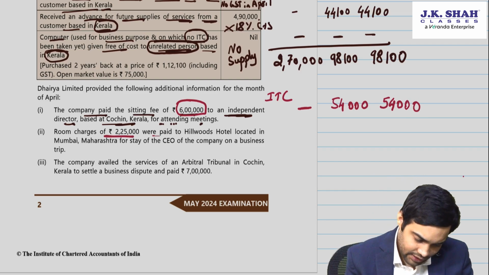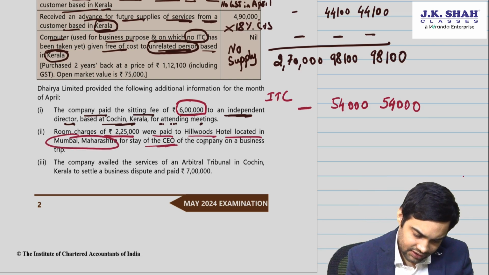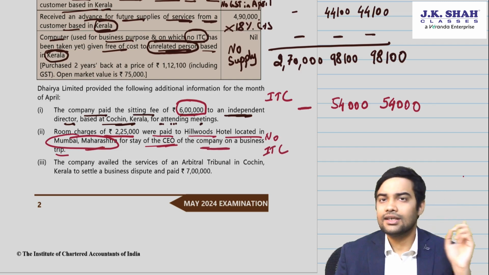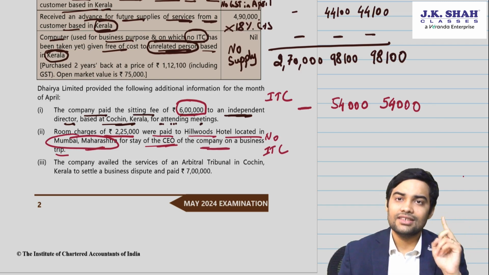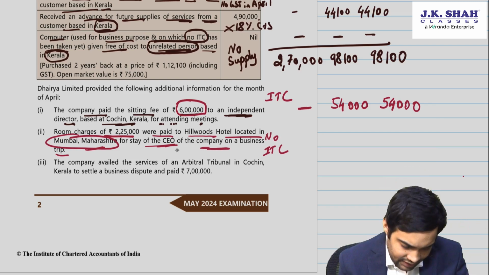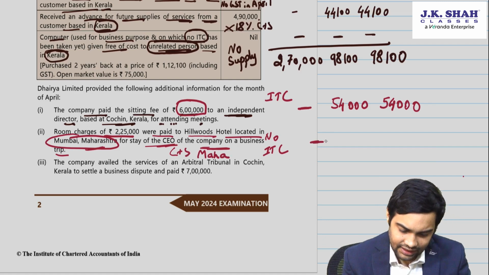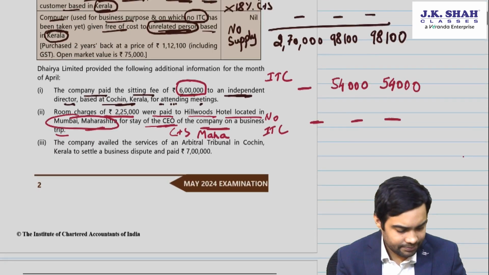Room charges 2,25,000 were paid to Hillwoods Hotel located in Mumbai for stay of CEO of the company for business trip. No ITC. Why, sir? Because Mumbai, Maharashtra supplier, place of supply Maharashtra, he will charge C plus S of Maharashtra, and C plus S of Maharashtra will not be eligible as ITC in the state of Kerala. So you will not get ITC.